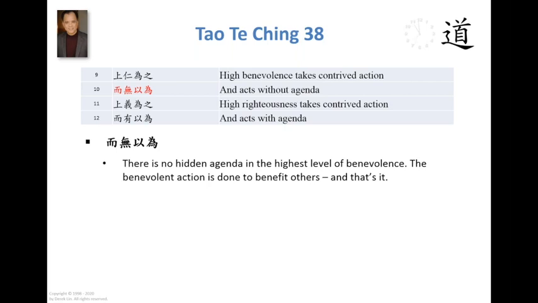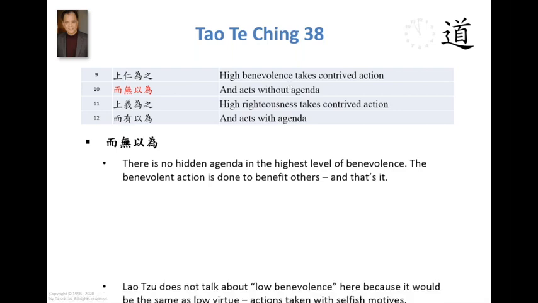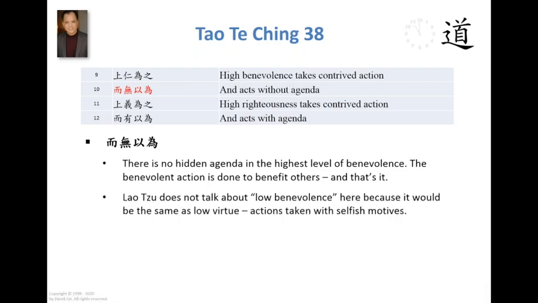So one thing that I do want to point out here is that in the previous section, in lines 1 to 8, we've got high virtue, low virtue, high virtue, low virtue. Here, though, Lao Tzu does not bother with high benevolence and then low benevolence. So there's a reason for that. I want to get that out of the way. Lao Tzu does not talk about low benevolence here because it would be the same as low virtue. Actions taken with selfish motives.